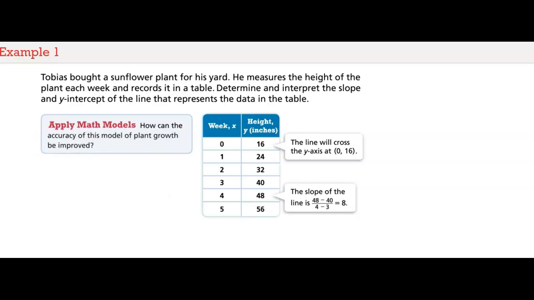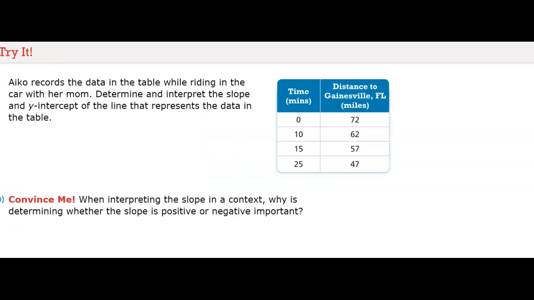How can the accuracy of this model of plant growth be improved? Aiko records the data in the table while riding in the car with her mom. Determine and interpret the slope and y-intercept of the line that represents the data in the table.